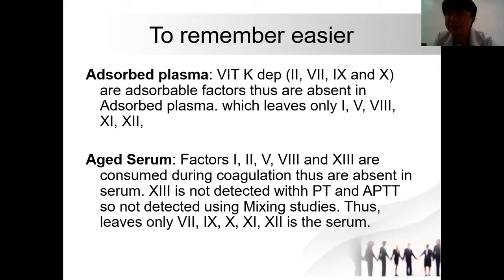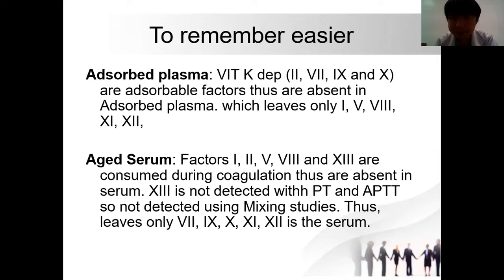So your vitamin K dependent factors, which are 2, 7, 9, and 10, are adsorbed, meaning once aluminum hydroxide or barium sulfate is added to your plasma, they would be attached to this adsorbable component, which leaves only factor 1, factor 5, factor 8, 11, and 12 in the adsorbed plasma. I repeat, vitamin K dependent factors are absent in the adsorbed plasma.